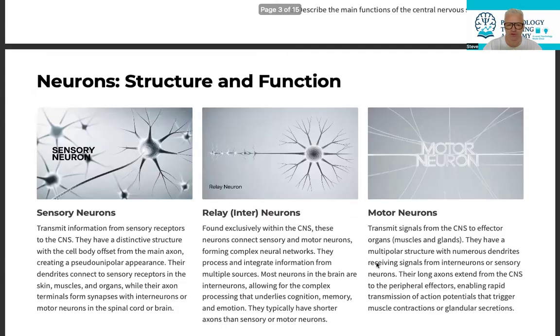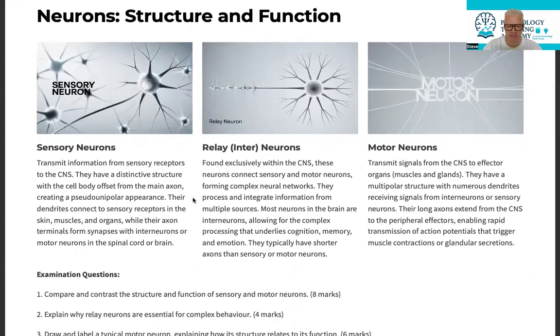In terms of neurons, three main ones you need to know really: sensory neurons, relay or interconnecting neurons, and motor neurons. So a sensory neuron transmits information from sensory receptors. They have a certain structure, cell bodies offset from the main axon, creating a pseudo-unipolar appearance. The dendrites connect to sensory receptors in the skin, the muscles, and organs, while their axon terminals form synapses with interneurons or motor neurons in the spinal cord or brain.